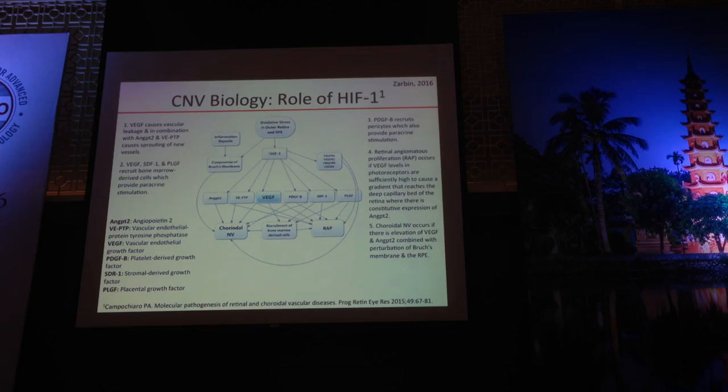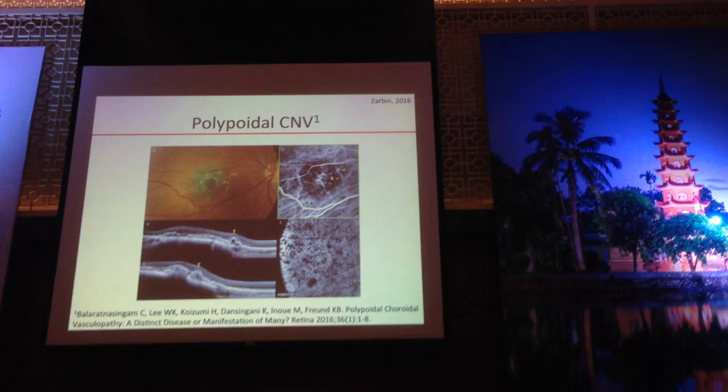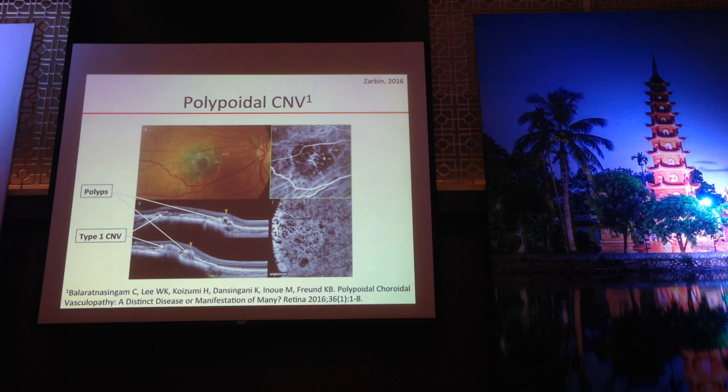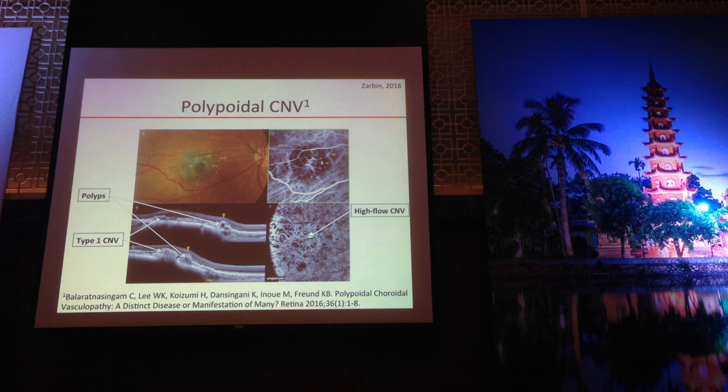What about polypoidal choroidal neovascularization? Well, even in PCV, as you can see, here we have the polyps, and here we have the type 1 CNV, the branching neovascularization that's also known as the double layer sign. If we look at the high flow lesion, the PCV branching lesion, around it, you see areas of either no choriocapillaris or very low blood flow in the choriocapillaris. So I think even PCV reflects this pathogenesis.